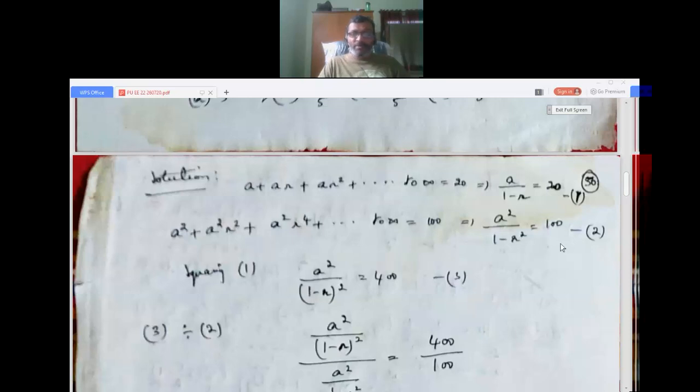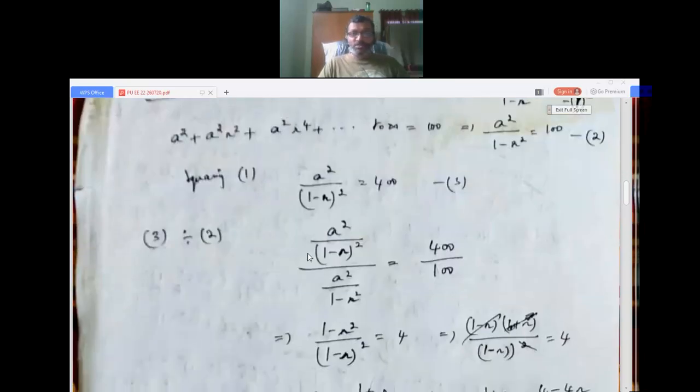Then because a squared is there, I want to bring a squared here so that we can simplify and cancel. So squaring equation 1, I get a squared by 1 minus r whole squared equals 400. Now this is 3, this is 2, 3 divided by 2. So a squared by 1 minus r whole squared divided by a squared by 1 minus r squared equals 400 by 100.